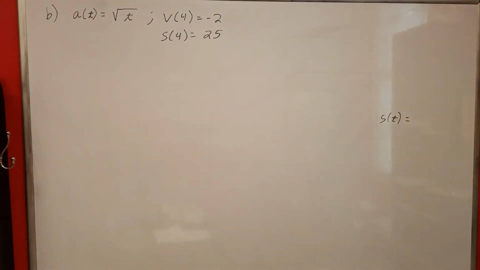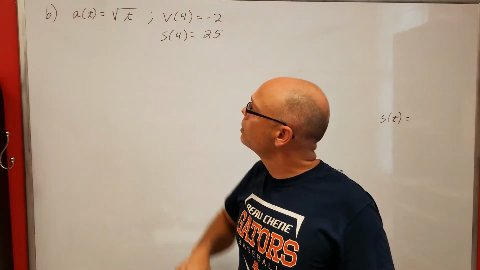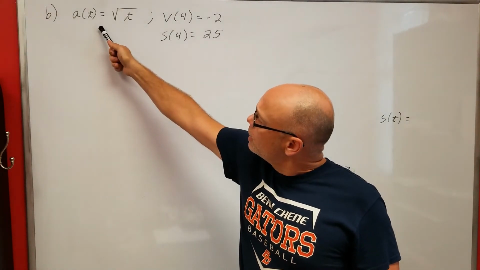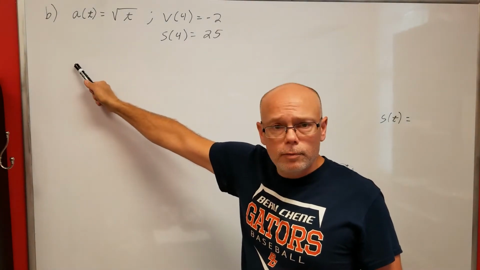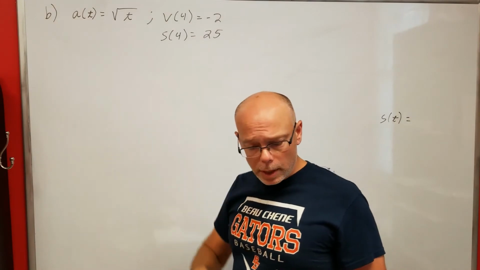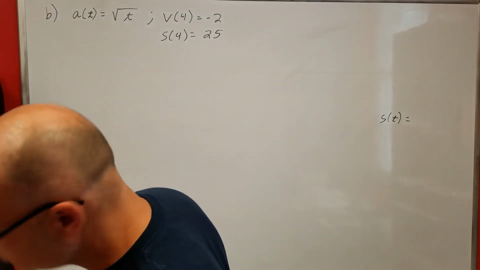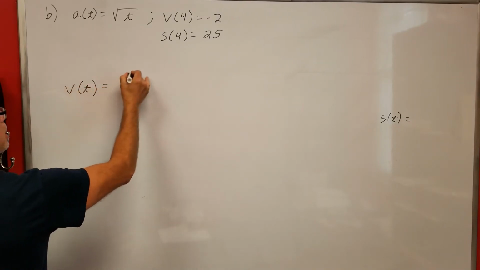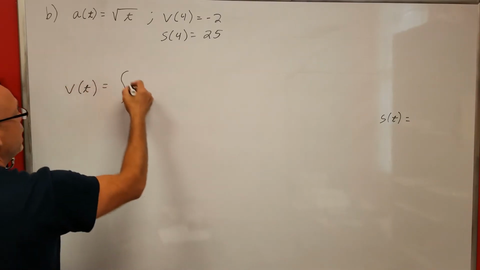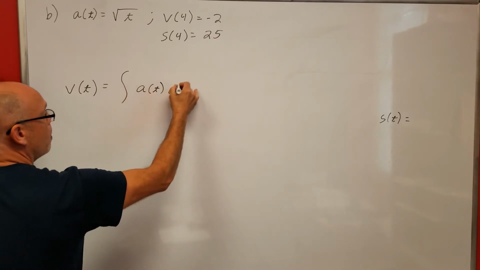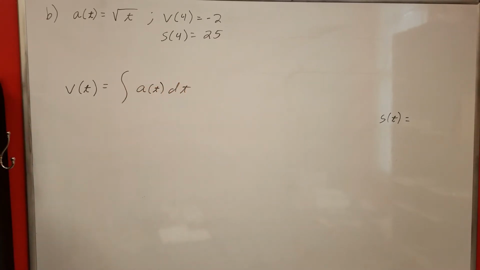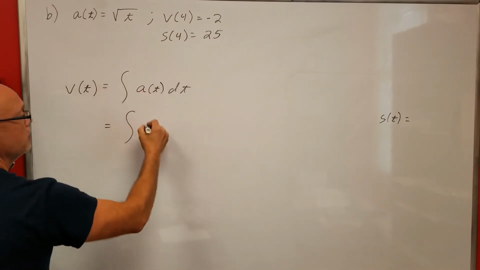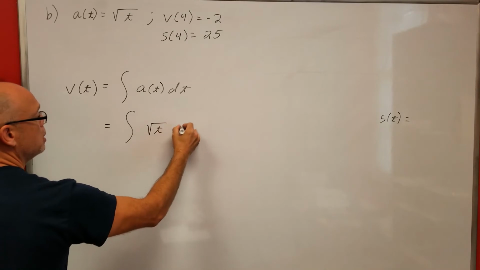All right, what do they give me? They give me the acceleration function and some conditions, right? So if they give me the acceleration function, I can find my velocity function by integrating that. Let's do so. So I'm going to say my velocity function, v of t, is going to be given by the integral of a of t. All right, so that's the integral of a of t, which is what? Square root of t, right?